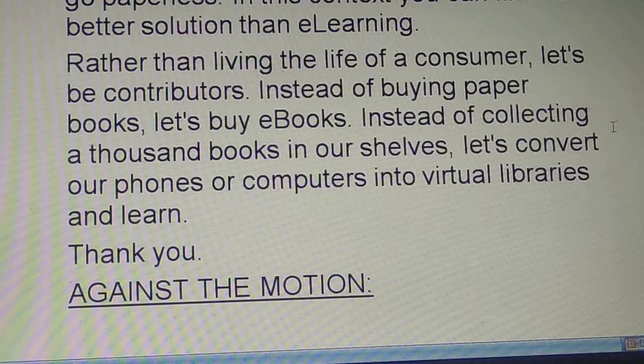Rather than living the life of a consumer, let's be contributors. Instead of buying paper books, let's buy e-books. Let's read e-books instead of collecting 1,000 books in our shelves. So these days, let us make use of virtual libraries and learn. Thank you. The same topic, against the motion.